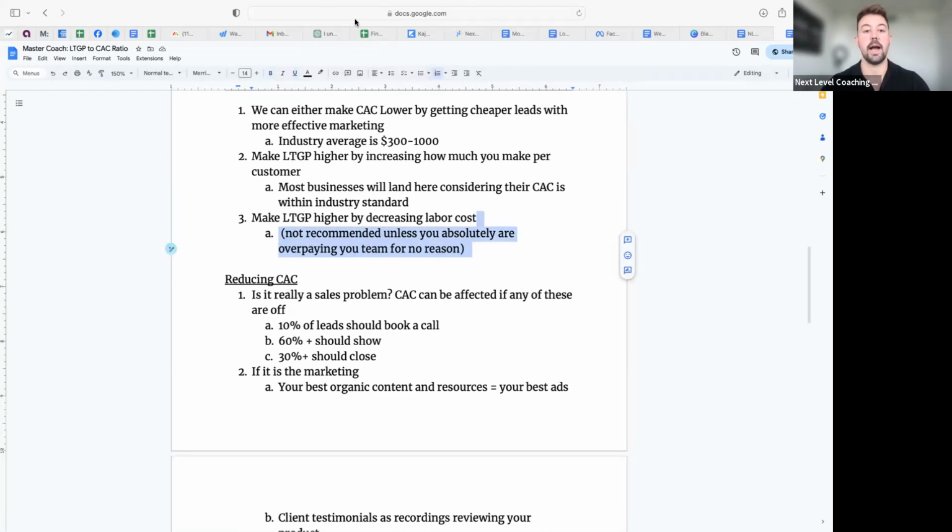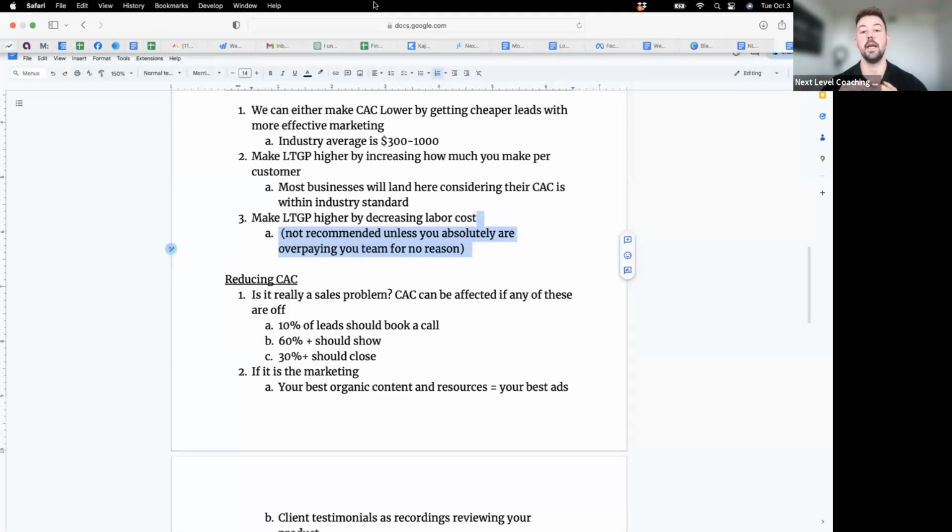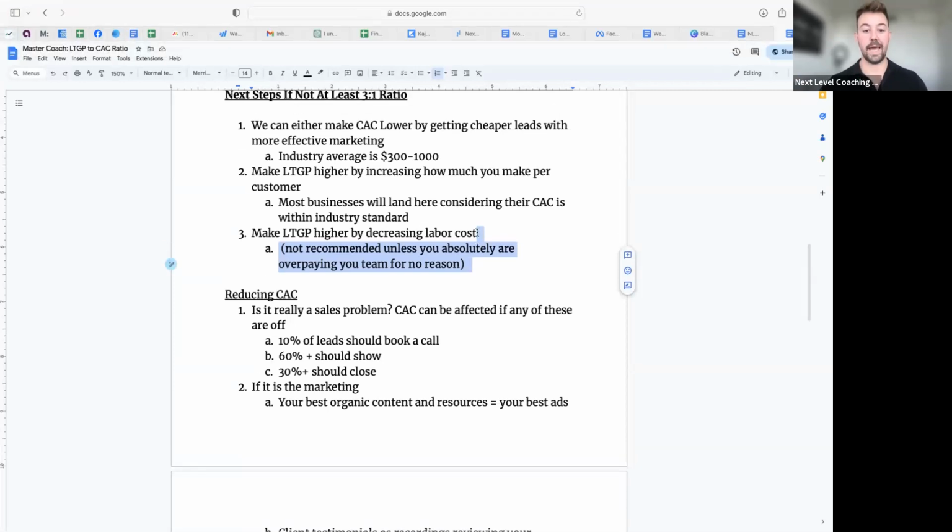Now, this last one here, like you guys can see on the doc, I don't usually recommend this one unless you're absolutely overpaying your team for no reason. The reason I don't recommend this one is because if you are paying them industry standard and you reduce how much they're getting paid, you're going to have good talent that leaves, and it's going to be very hard for you to retain talent that can actually scale your company. But I do know that there's a lot of individuals that for whatever reason are massively overpaying their team because they lean too heavily into the employee side of the decision-making calculus. And if that's the case, then yes, we should 100% pull back on how much you're paying your team.